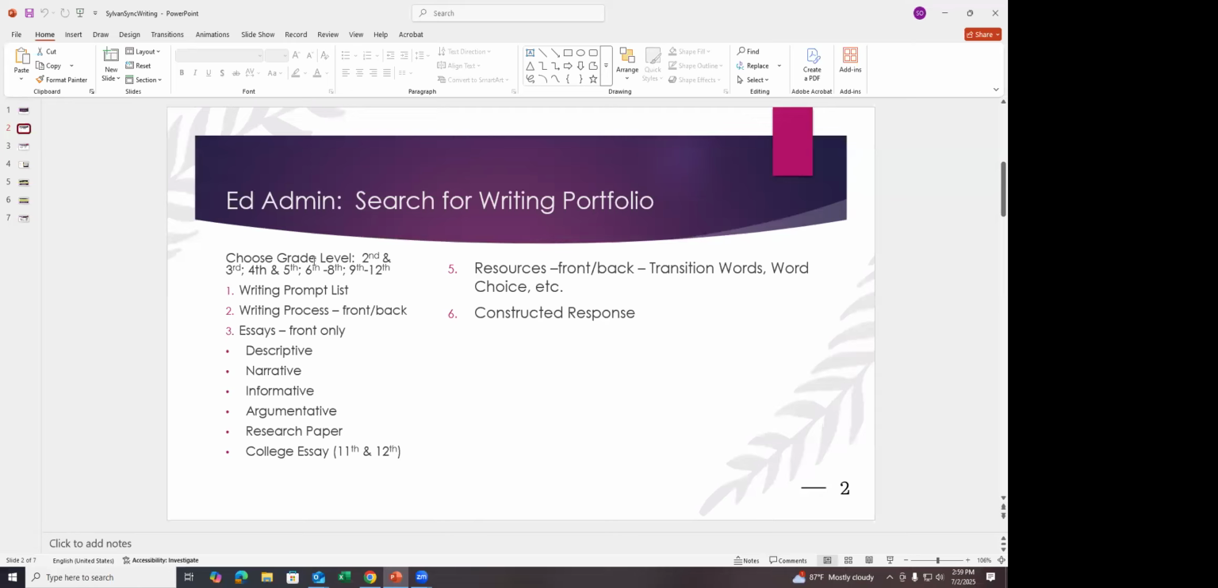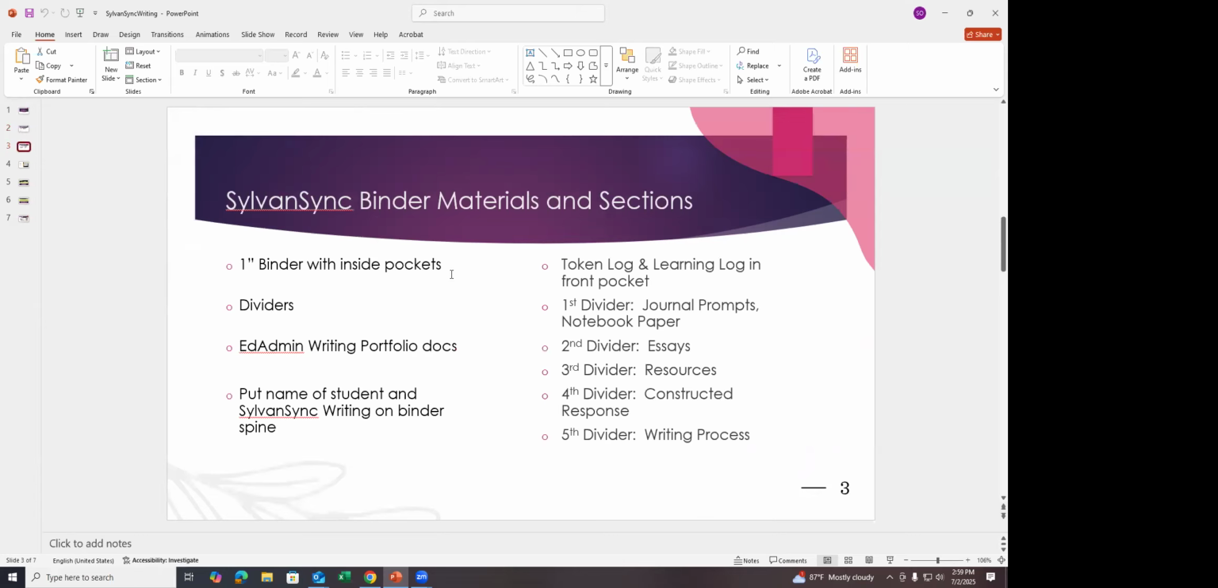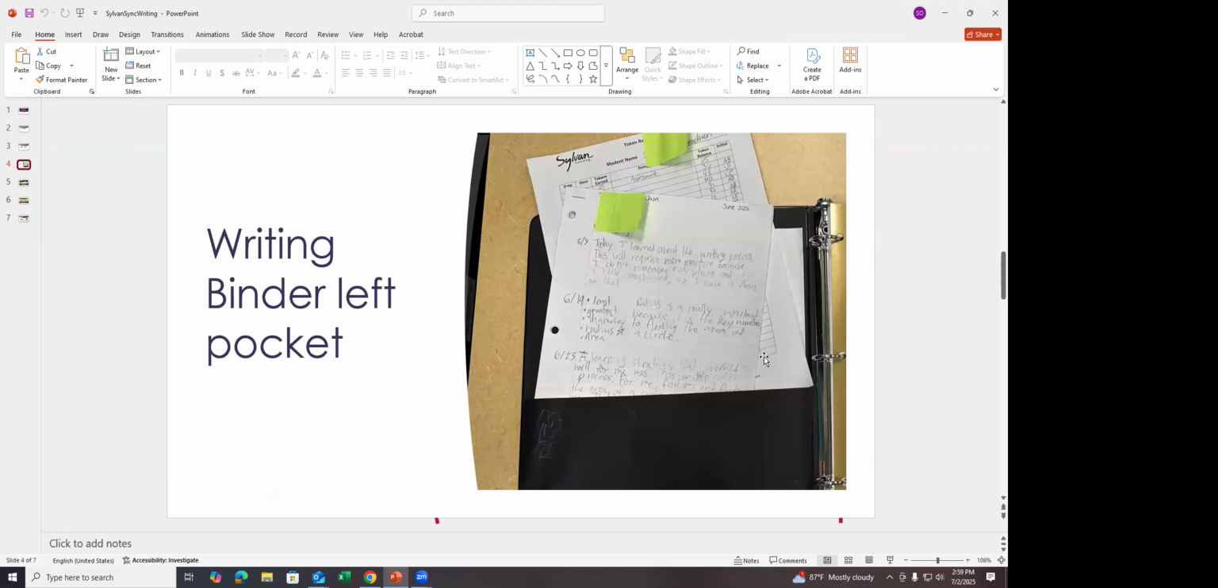So we talked about all of this. Just note that there's also a college essay module for the students in those grades, 11th and 12th. And then here is just a reminder of what materials to gather: a binder, dividers, the portfolio docs, and then how to put that into organizational format. Here is what you're putting in the left binder: the token log and the learning log.